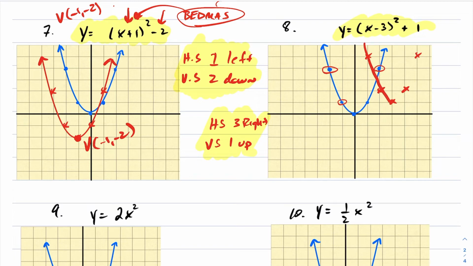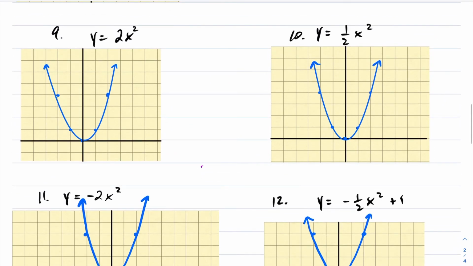Connecting these up here, we have our translated quadratic. The vertex here we can see is 3 over 1 up, which is exactly what we would have gotten if we just read it right from our vertex form. And we have our translated quadratic. Okay, let's take a look at number 9 here.